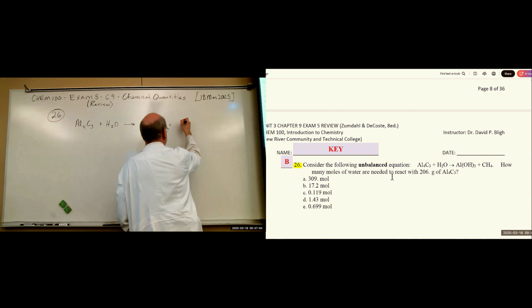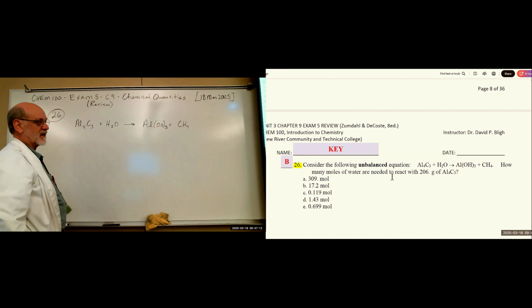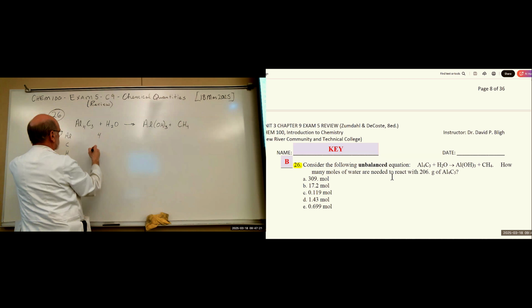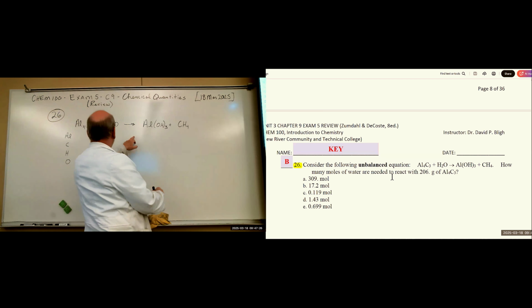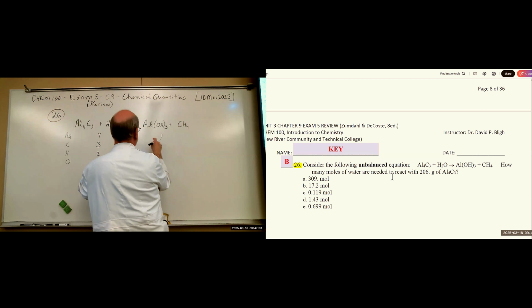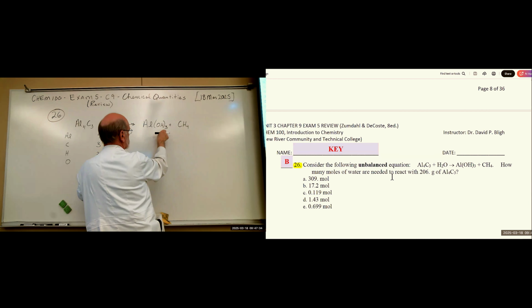Now, is that balanced? No, it's not. 4 aluminum, 1 aluminum. So we need to balance this equation. Aluminum, carbon, hydrogen, and oxygen. We got 4 aluminum, 3 carbon, 2 hydrogen, 1 oxygen. On this side we have 1 aluminum, 1 carbon, hydrogens. All right, we have 4 here, but how many hydrogens here? We have 3. So that's 7 hydrogens. And oxygens, we have 3.